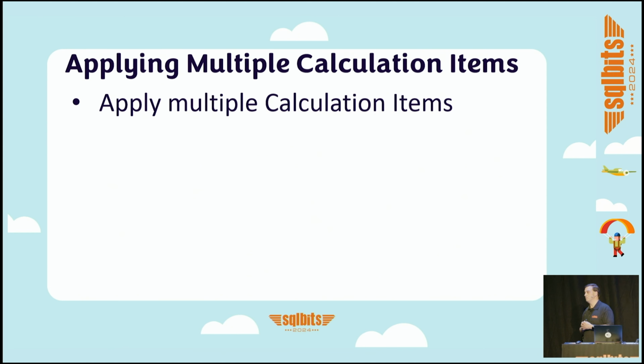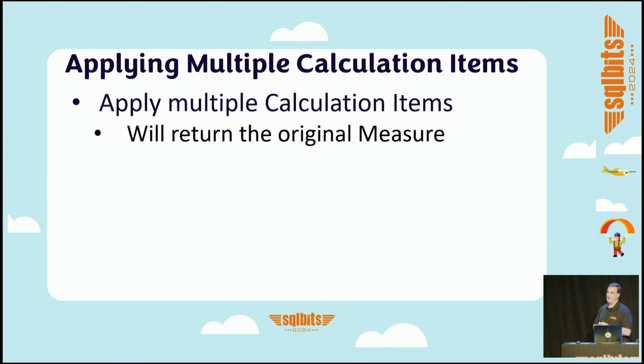So if we apply multiple calculation items, it just will return the original measure. So if we're actually slicing, or let's say we have nothing, we did not pick anything, which means all the calculation items, it will just return the original measure. If we select multiple, it will return the original measure because it can't figure out which one it's actually going to use.